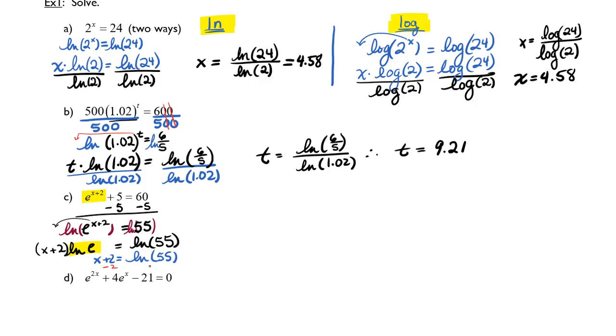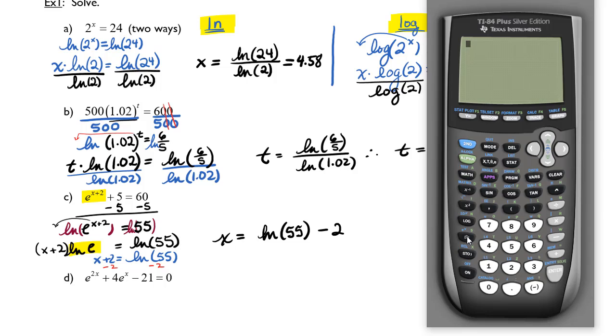So if I subtract 2 from both sides, I get x is equal to the natural log of 55 minus 2. And I get 2.00733, etc. So we'll just go to 2 decimal places, so 2.01.